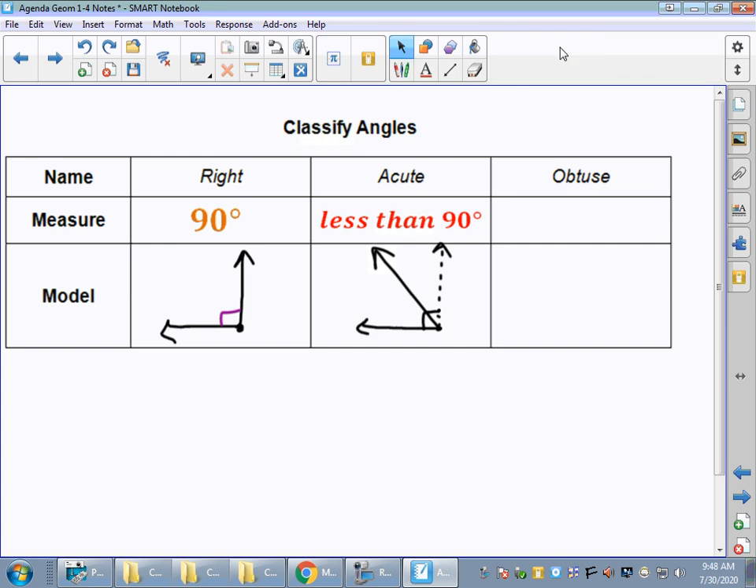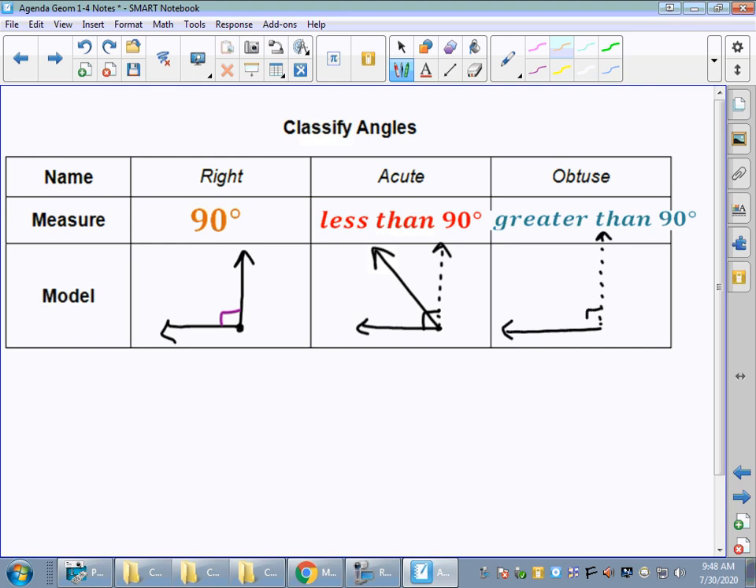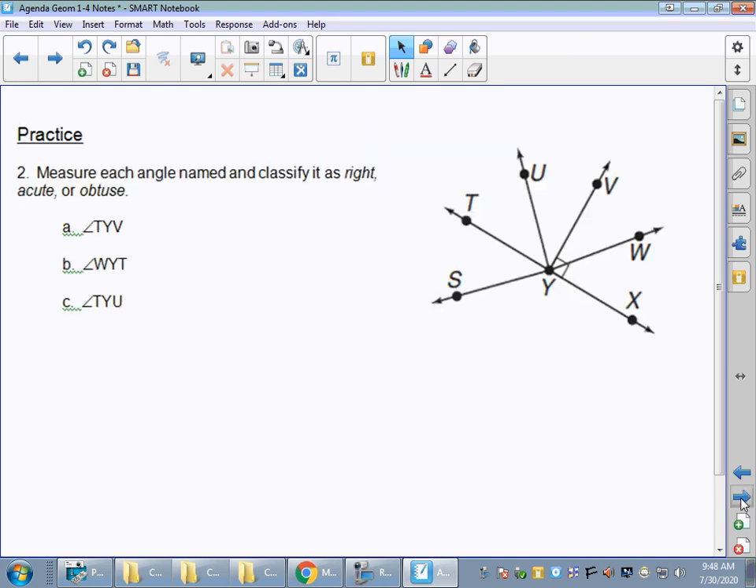And last but not least, obtuse is our only other choice. It's got to be greater than 90. It's actually less than 180. I didn't put that in there. So I'm going to do the same thing. I'll make where 90 degrees would be, and then I'll make my obtuse angle going like that, larger than 90. Everybody knows those. Hopefully that was just a quick review. All right, I think we can jump over this.